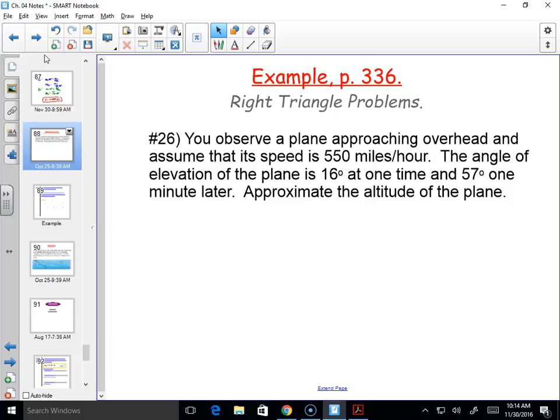Approaching means coming towards or away? It's already up, it's flying straight. Yeah, it's a little rough. That's why I want to do this one all together.